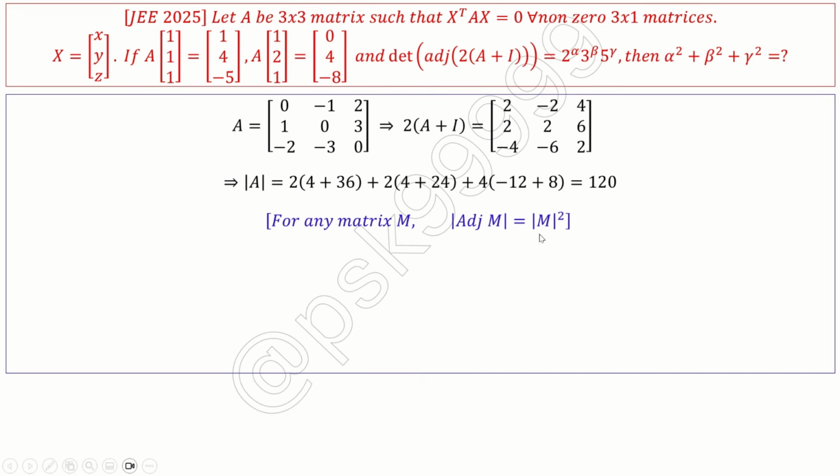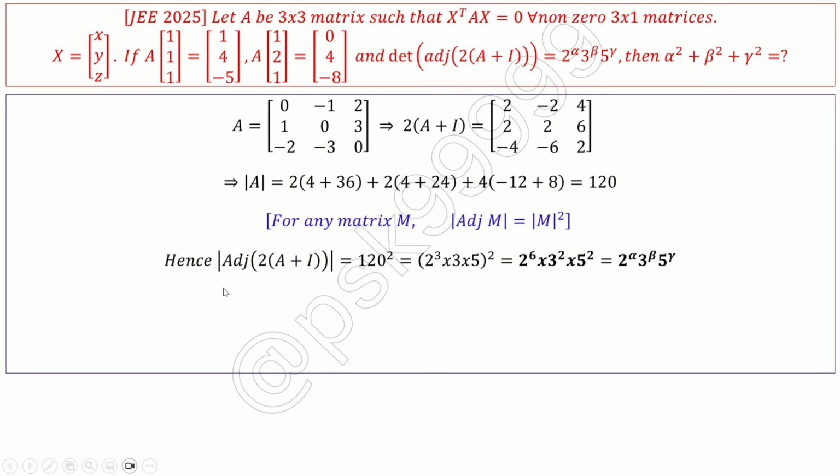For a 3 by 3 matrix M, the determinant of adjoint of M is equal to the determinant of M whole square. Sorry, actually this is not the determinant of A, this is the determinant of the whole 2 times A plus I. Now the determinant of adjoint of 2 times A plus I is nothing but 120 square.